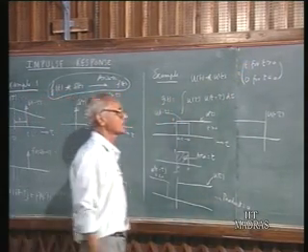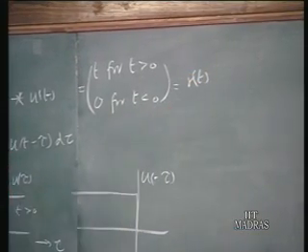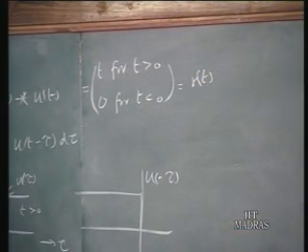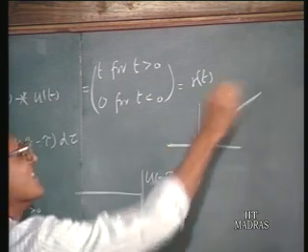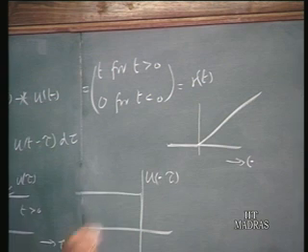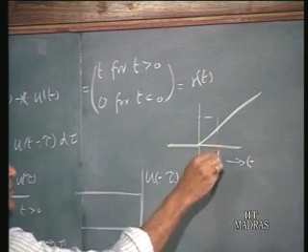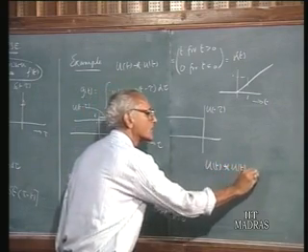So the product is described by r of t, that is a ramp function. That means u of t star u of t will be like this. If it is 1, this is 1. So the conclusion is u of t convolved with u of t equals r of t.